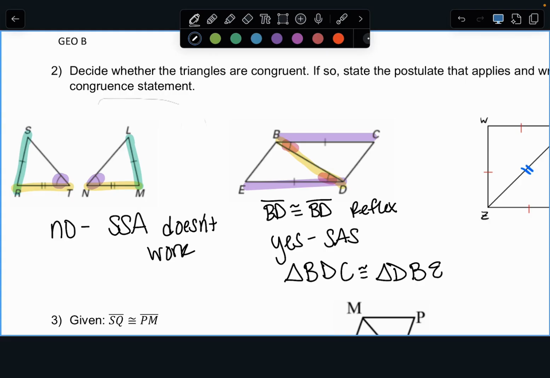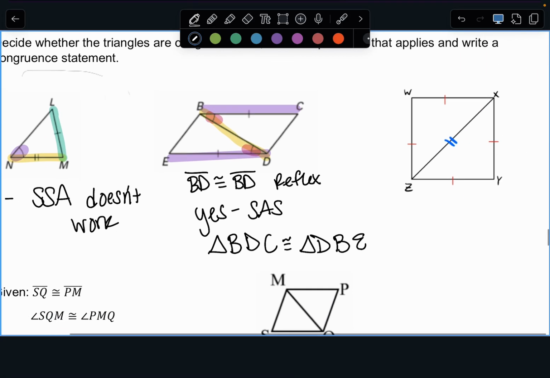So we took the 2 things that we were given, one side and one angle. We said we had another side by the reflexive property, and then we used side, angle, side to state the triangles were congruent. Questions on that one? Okay. Last one. Let's look at what we know first.